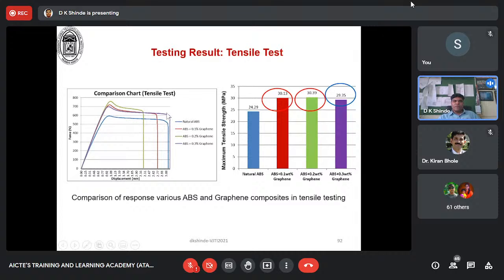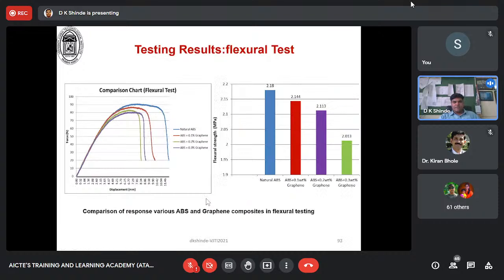If you look at the ABS with 0.1%, 0.2% and 0.3% graphene, the highest strength has been followed by the graphene ABS nanocomposite printed using 3D printing. You can see values of 24, 30, 30.3 and 29 degrees, but it has shown continuous improvement over natural ABS by adding graphene.